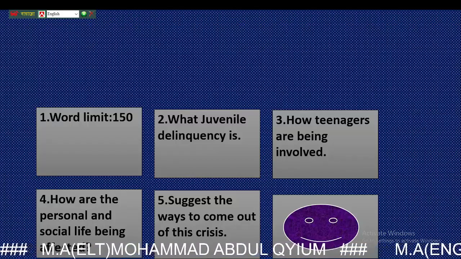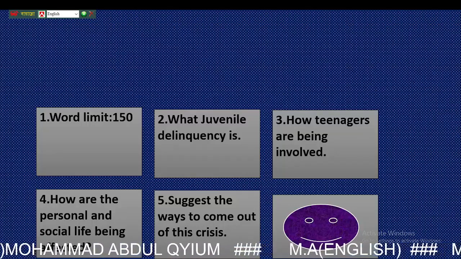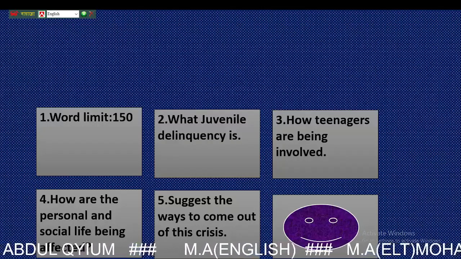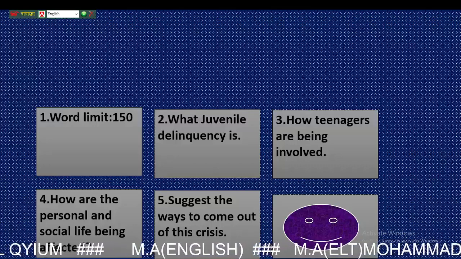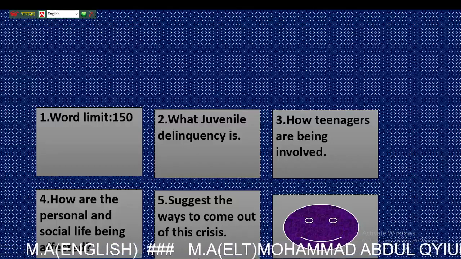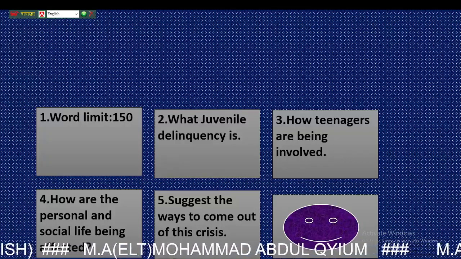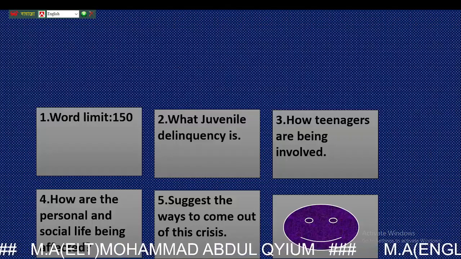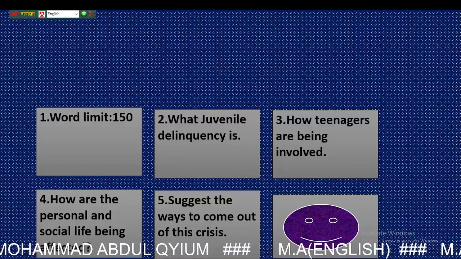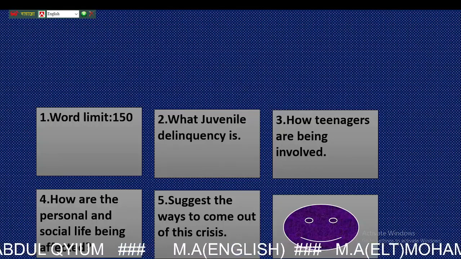80% number. Anyway, by now we've completed the instructions, the steps required to follow. You need to maintain these instructions. You need to answer these questions. For example, first of all, what juvenile delinquency is, how teenagers are being involved, how are the personal and social life being affected. Suggest the ways to come out of this crisis. These are the instructions, steps, which are to be followed by you in terms of tackling the assignment.